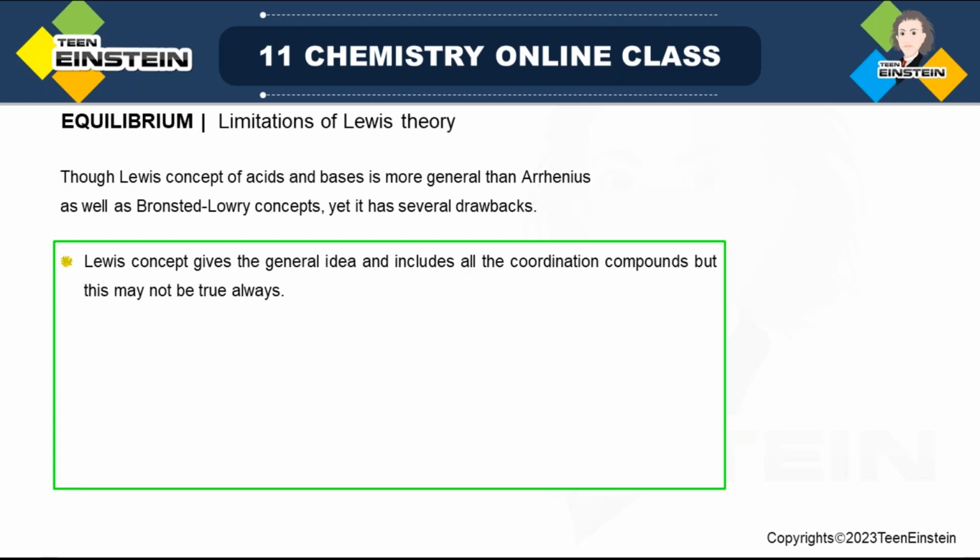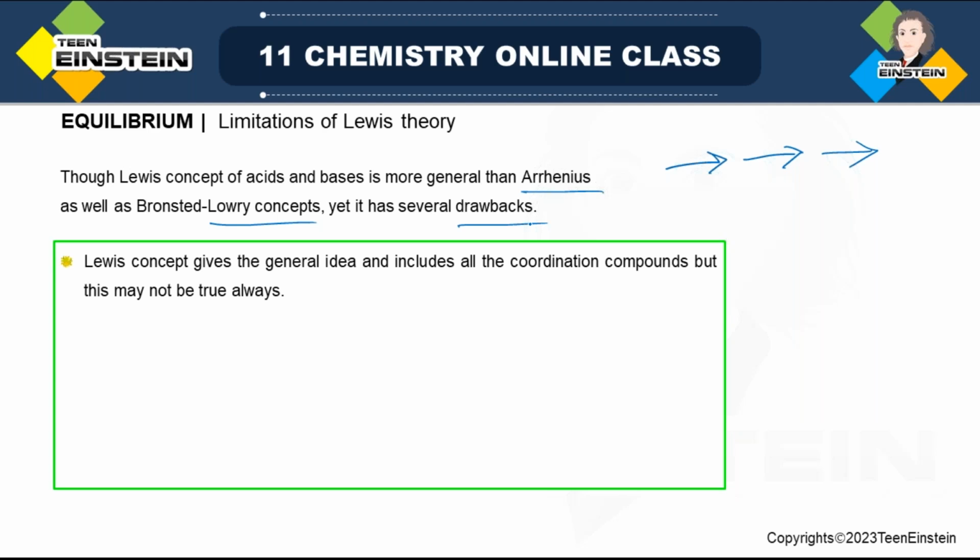Limitations. It is true that this is the most general theory, and you may think that being most general, it will not have any limitation, but that is not the case. When you make a theory from narrow to broader and broader, some other disadvantages are gradually generated, right? So though it is more general compared to Bronsted and Arrhenius, several drawbacks are also present.